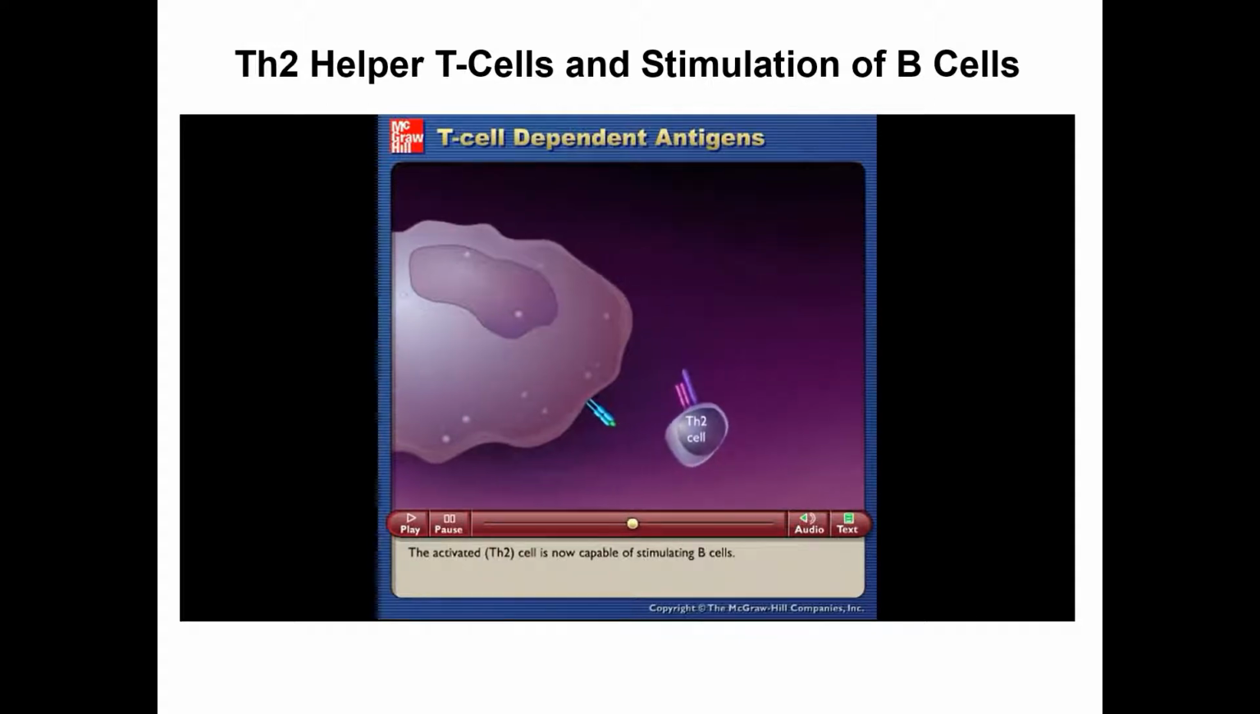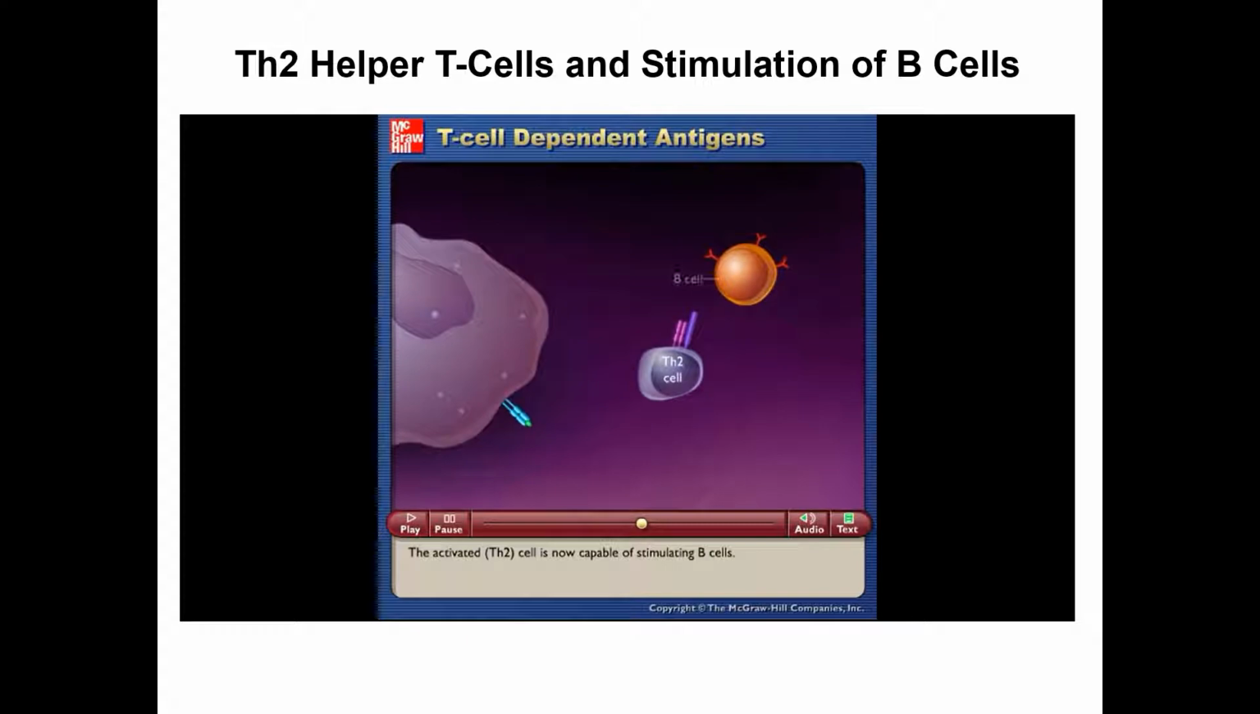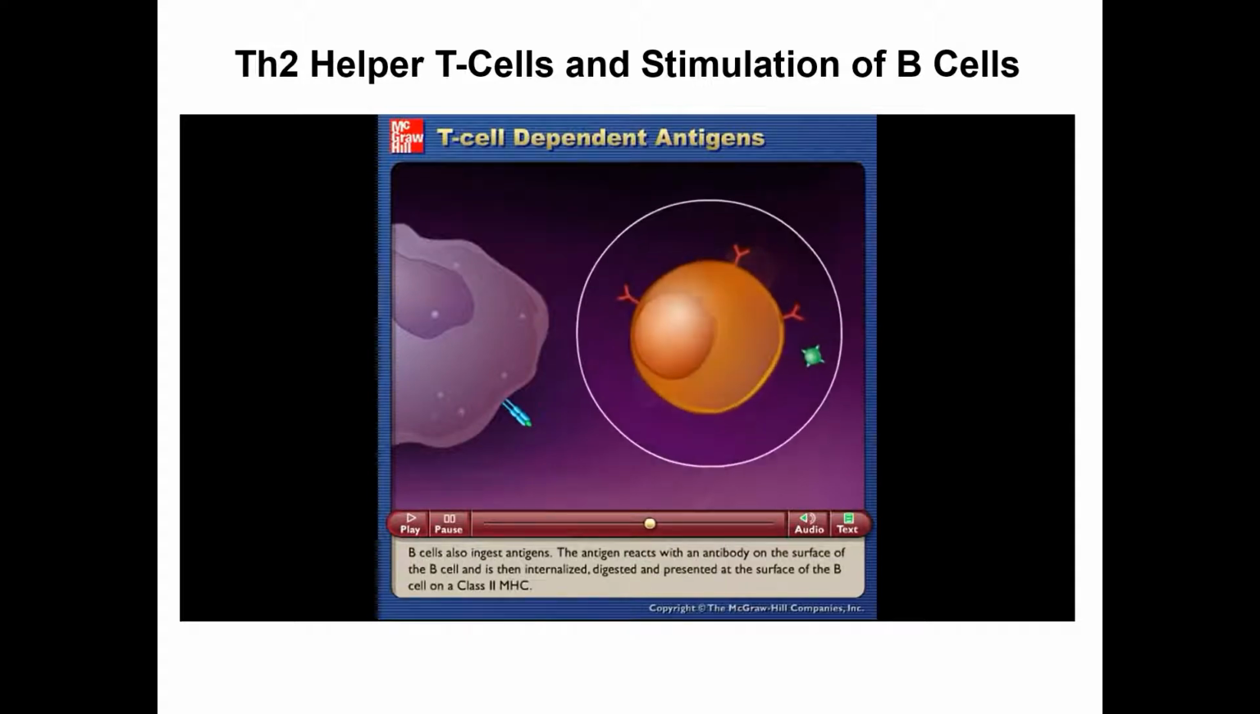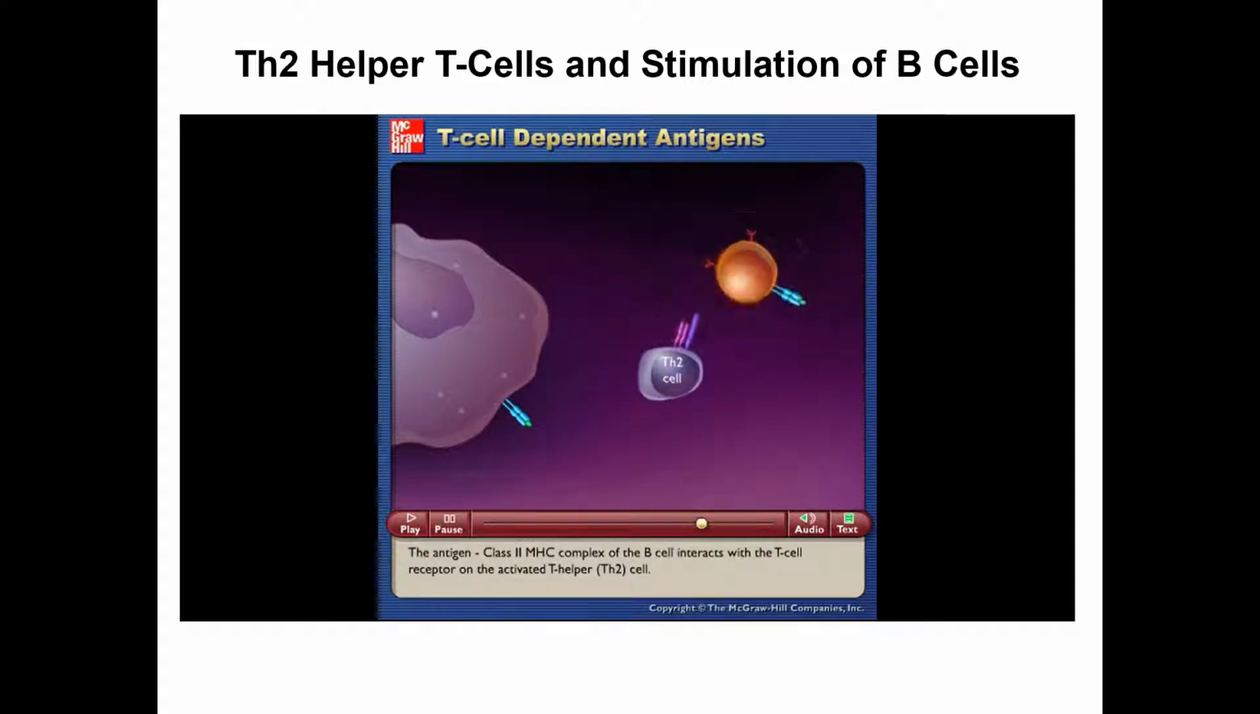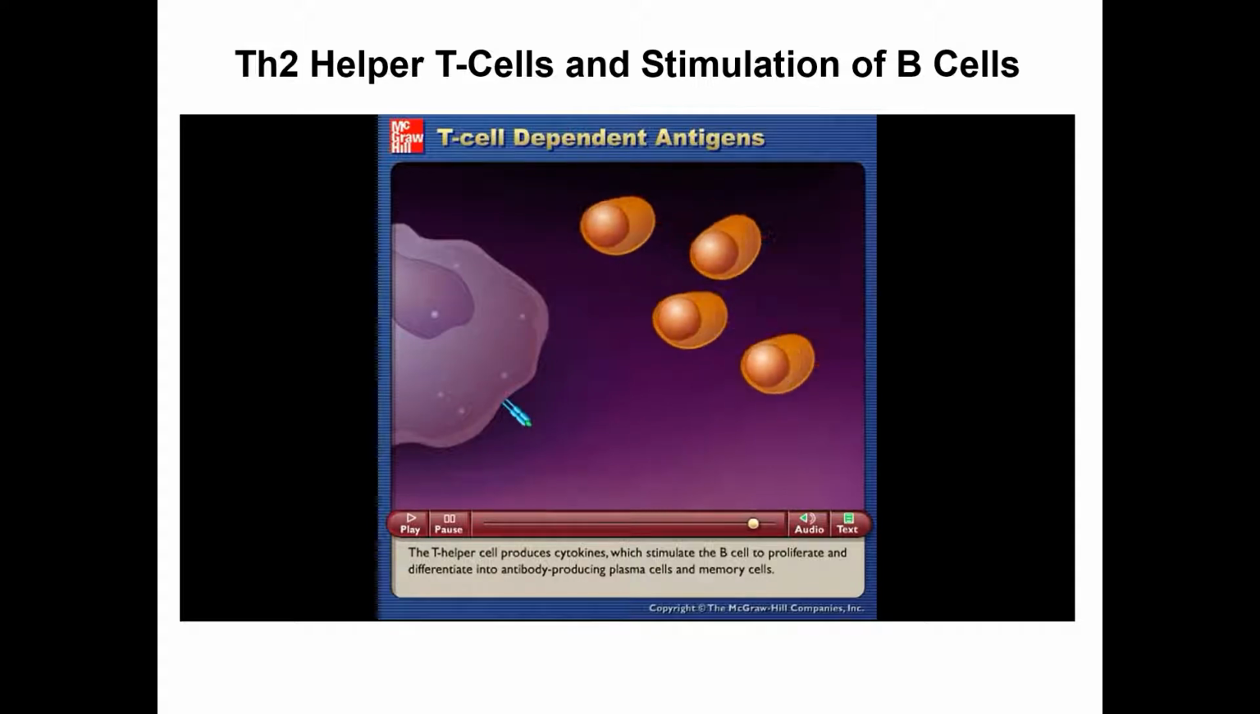The activated Th2 cell is now capable of stimulating B cells. B cells also ingest antigens. The antigen reacts with an antibody on the surface of the B cell and is then internalized, digested, and presented at the surface of the B cell on a class II MHC. The antigen class II MHC complex of the B cell interacts with the T cell receptor on the activated T helper Th2 cell. The T helper cell produces cytokines, which stimulate the B cell to proliferate and differentiate into antibody-producing plasma cells and memory cells.